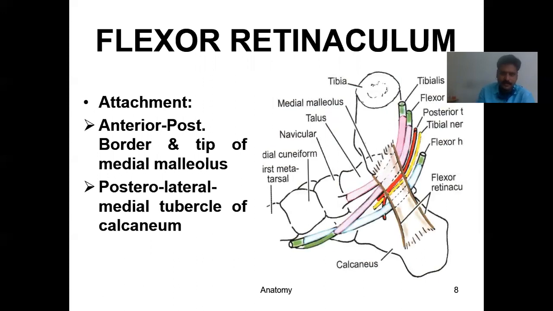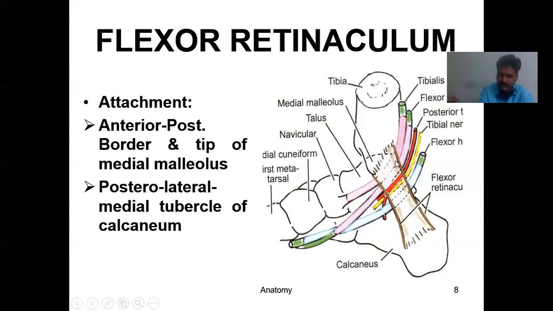So, you know the flexor retinaculum, its attachments: anteriorly, it is attached mainly to the posterior border and tip of the medial malleolus. You can see here nicely the posterior border and the tip or apex of the medial malleolus. That is the anterior attachment. Posterior attachment: it is attached to the medial tubercle of the calcaneum. This is the calcaneum bone. So in between the tibia and the calcaneum, there comes the flexor retinaculum.